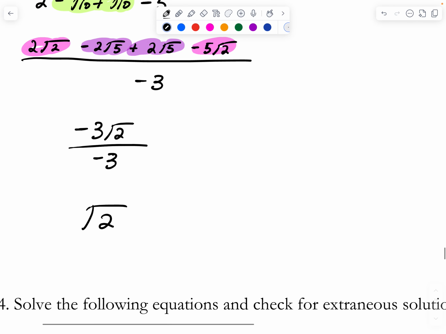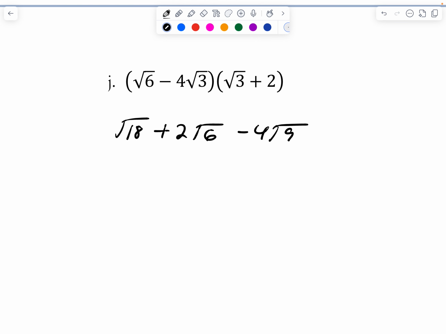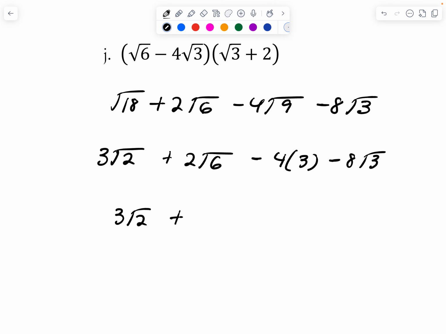All right, last one, letter J. I'm just going to FOIL here. Root 6 times root 3 is root 18. Root 6 times 2 is 2 root 6. Negative 4 root 3 times root 3 is minus 4 root 9. And then minus 4 root 3 times 2 is minus 8 root 3. So root 18, I'm going to break that down into 9 times 2, which is 3 root 2, plus 2 root 6 minus 4 times 3, right? Root 9 is just 3, minus 8 root 3. So 3 root 2 plus 2 root 6 minus 12 minus 8 root 3.